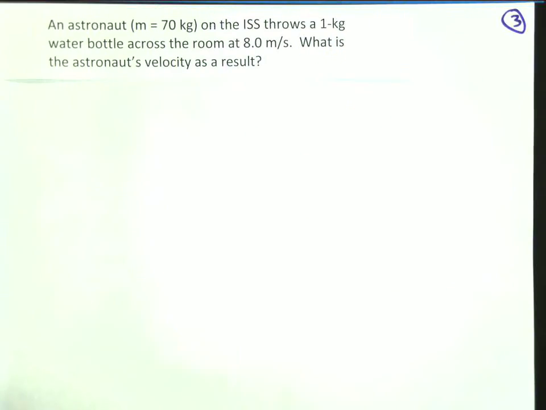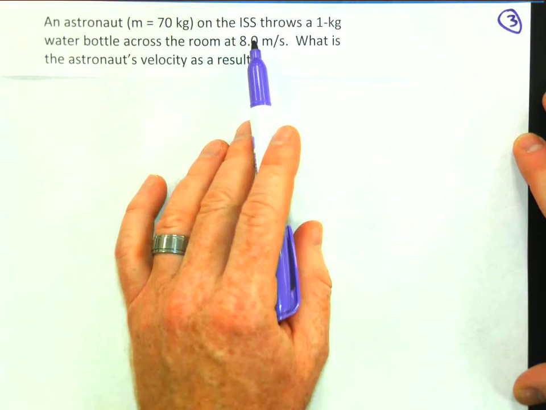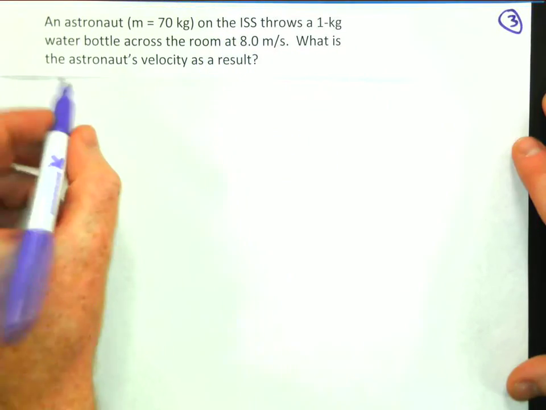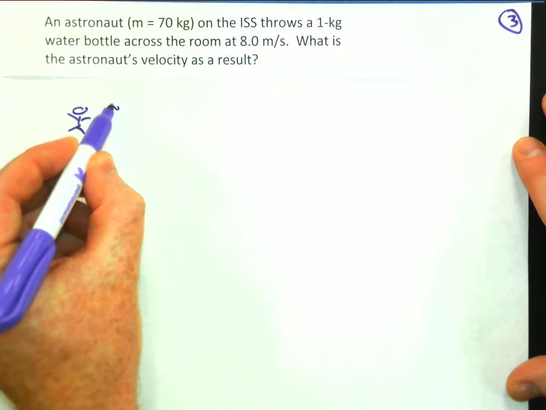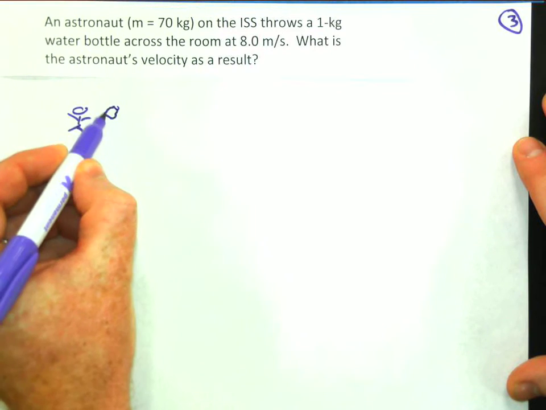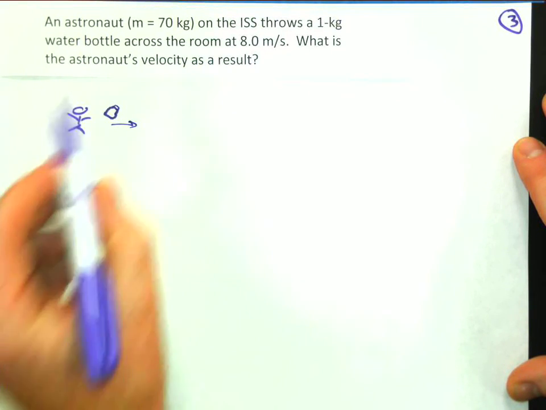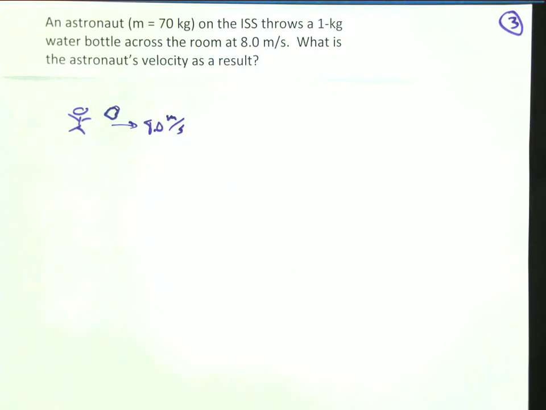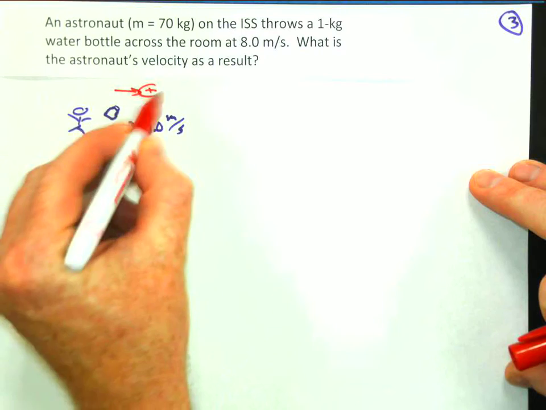In this example, we're going to first introduce this idea of recoil. Now, check this out. We have an astronaut on the ISS, that's the International Space Station, and this astronaut throws a 1 kilogram bottle. I'm not going to draw the whole ISS, but check this out. We have a water bottle, not to scale. Okay, that's a terrible water bottle, but you get the idea. The water bottle is thrown this way, let's say, at 8 meters per second. Given that that's a positive, we know our coordinate system, right?